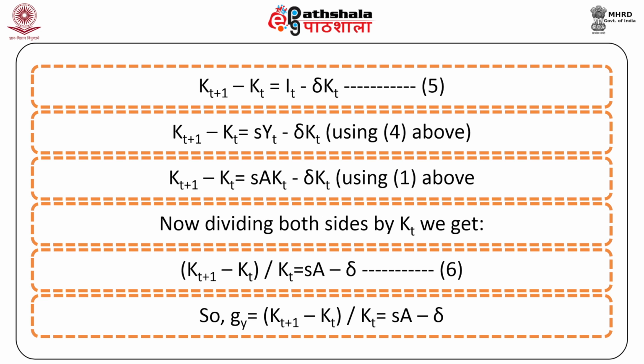So, gY = (Kt+1 - Kt)/Kt, which is equal to sA - delta. From this, it can be seen that in an endogenous growth framework, the growth rate of the economy depends positively on the savings rate s. This is in contrast to the neoclassical model, where the long run rate of growth of per capita output was independent of s. In fact, this simple model demonstrates that even without any exogenous technical progress, where the technological parameter A is constant, aggregate output can keep growing indefinitely as long as sA is greater than delta.